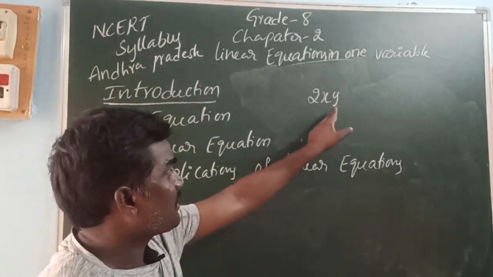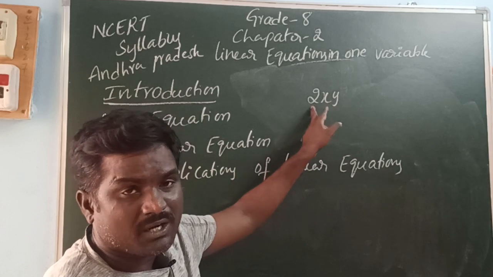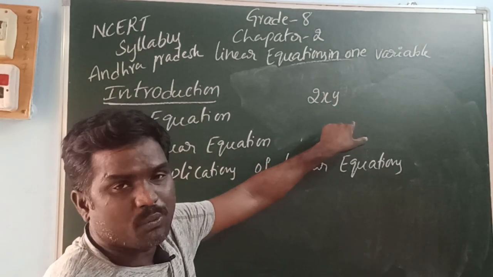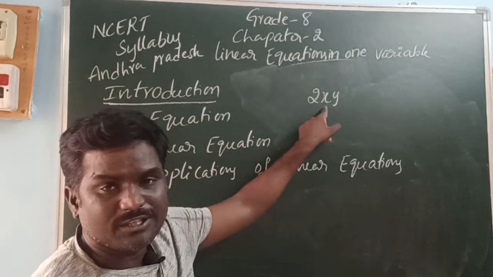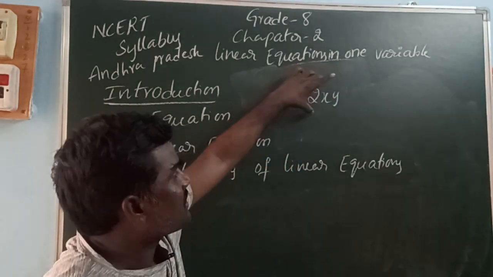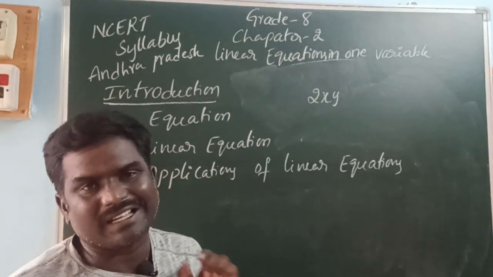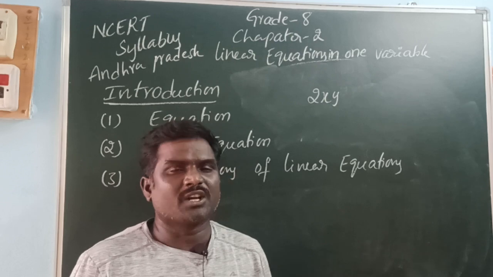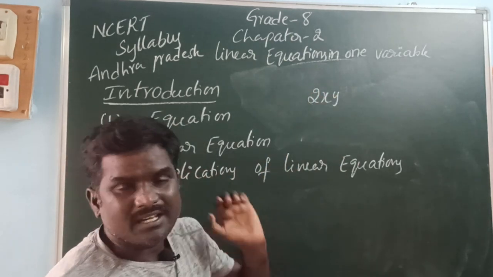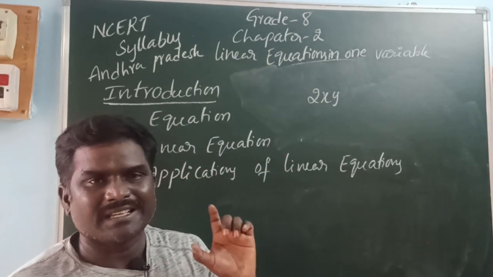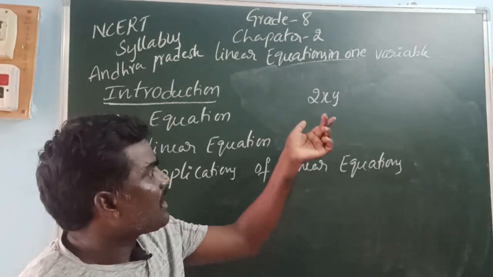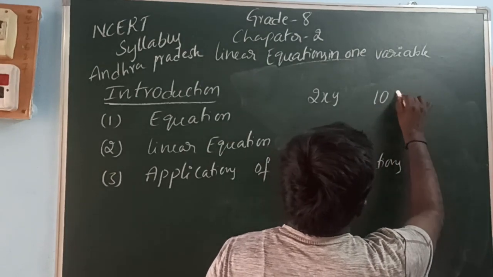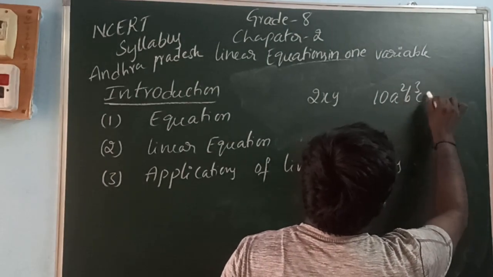2xy. Here, what are the variables? x, y. 2 is the what? Constant. Here, 2xy means 2 into x into y. What is the binary operation here? Into. Okay, this algebraic expression is called what? Term. Term means variables or constant or both with the combination of binary operation. Which binary operation? Either multiplication or divide. That algebraic expression is called what? Term. Okay, next. 10 a square b cube c power 4.